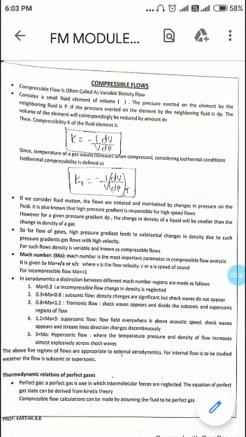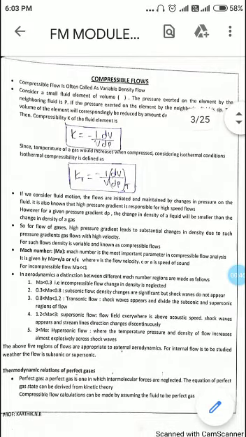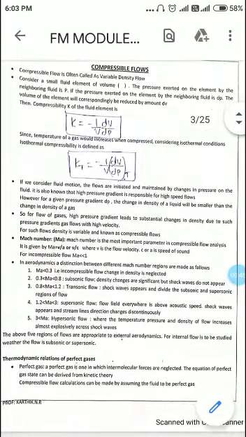Therefore, the compressibility can be defined as τ = -(1/V)(∂V/∂P). Here the negative sign indicates there is a reduction in volume. Similarly, the temperature of the gas would increase when compressed. Considering isothermal conditions, isothermal compressibility is defined as K = -(1/V)(∂V/∂P) at constant temperature T.